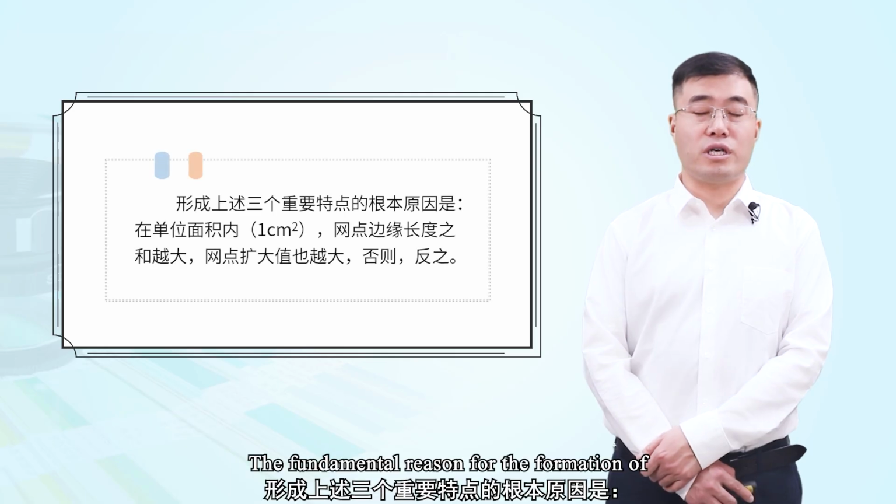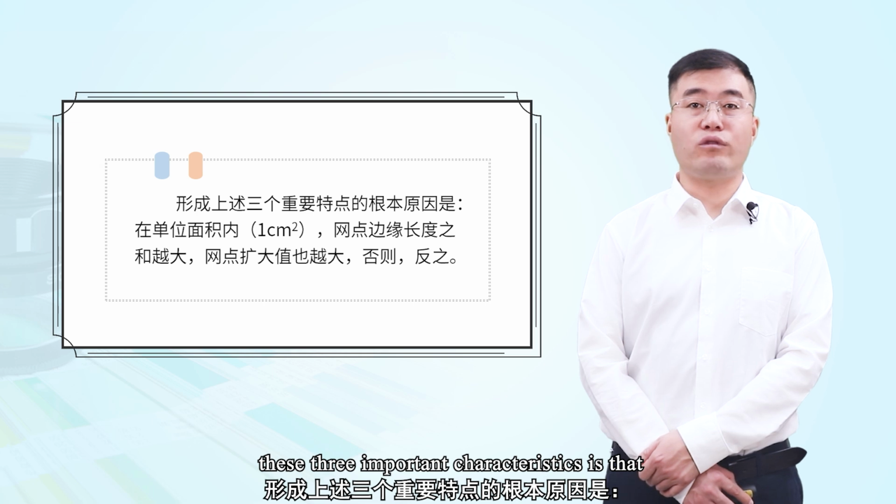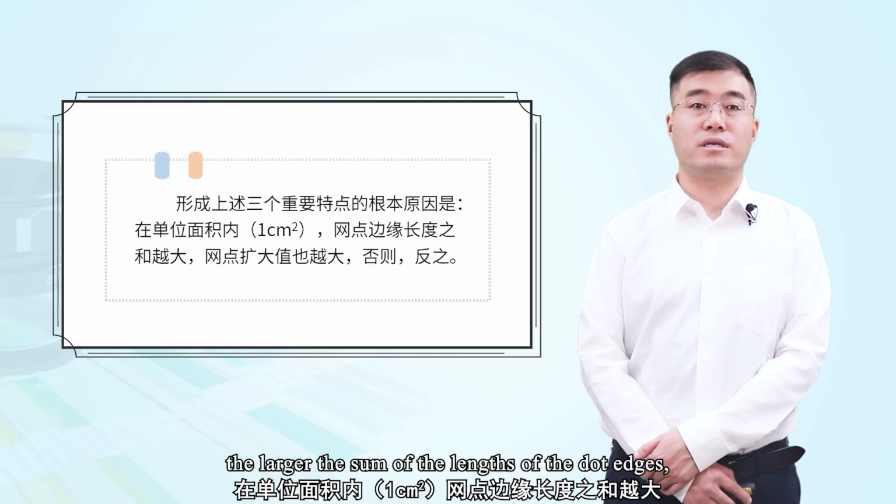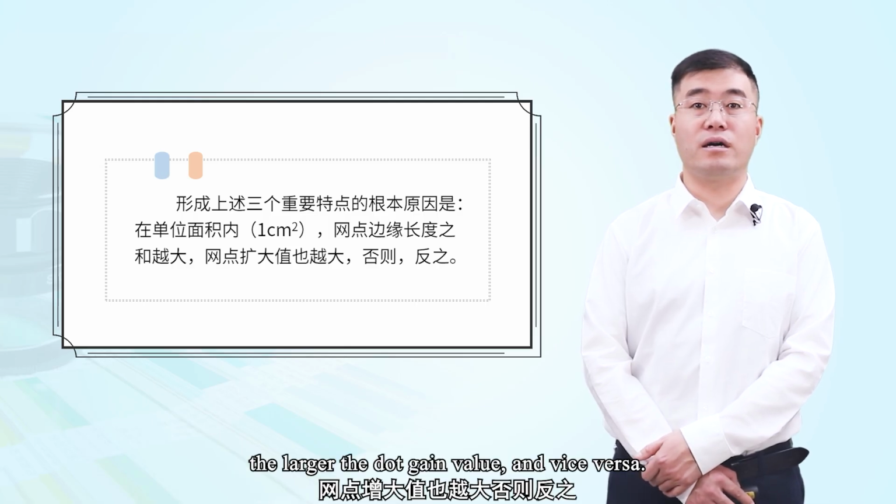The fundamental reason for the formation of these three important characteristics is that, within a unit area, 1 square centimeter, the larger the sum of the lengths of the dot edges, the larger the dot gain value, and vice versa.